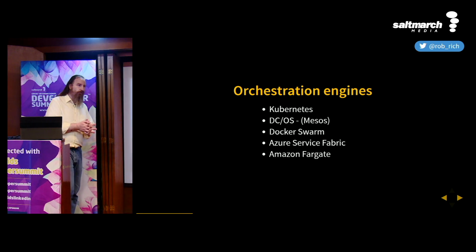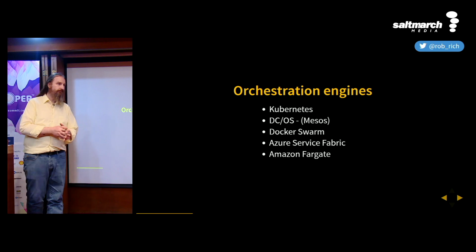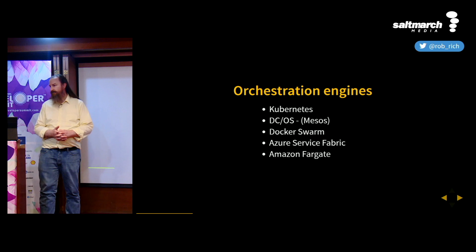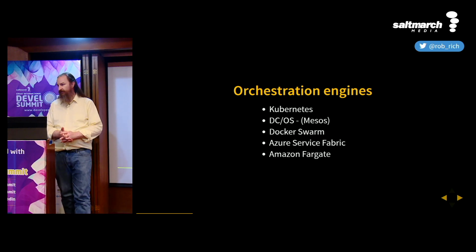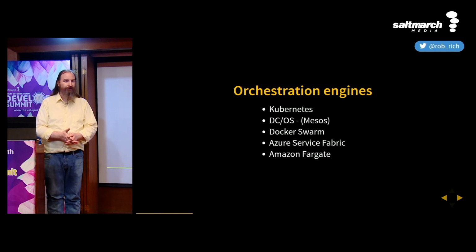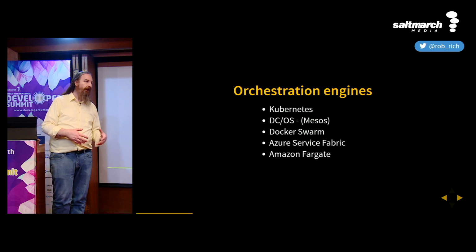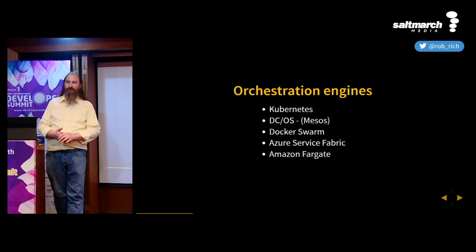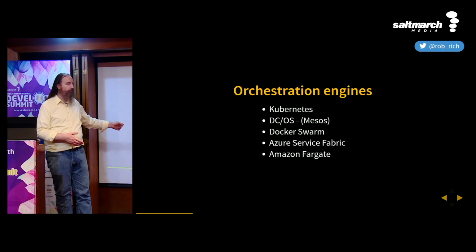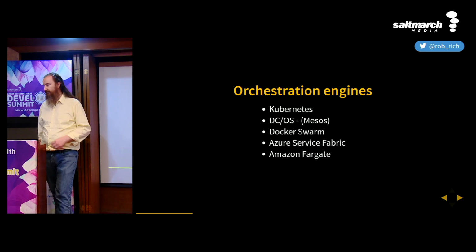So as we start looking at orchestration engines, we could pick from many. There's Kubernetes, Mesos, or DCOS, Docker Swarm, Azure Service Fabric, Amazon Fargate. All of these are orchestration engines. All of them have different opinions about how it should monitor and scale and restart containers. But at the end of the day, what we're doing is picking an orchestration engine that will keep track of our containers and make sure they run as expected.